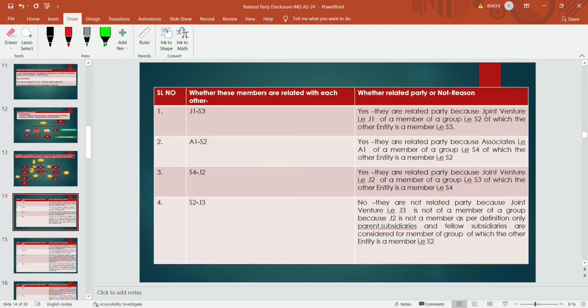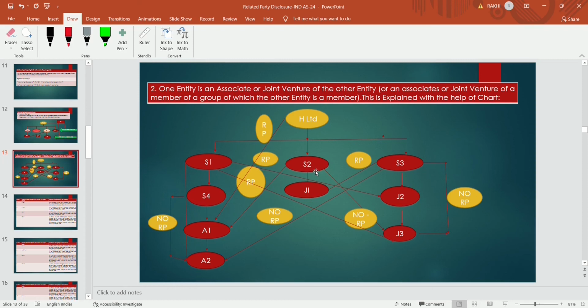Whether these members are related with each other, explain with reason. J1 and S3. Who is J1? J1 is the joint venture of subsidiary 2, and what they are asking is whether J1 is related with S3, whether they are related party. So in this definition it is said that joint venture of the member of the group of which the other entity is a member. Here who are the members of the group? Holding, subsidiary S1, S2 and S3 are the members of one group. J1 is the joint venture of S2 of which the S3 is also the member. So they are related party. As per the definition, they are related party.